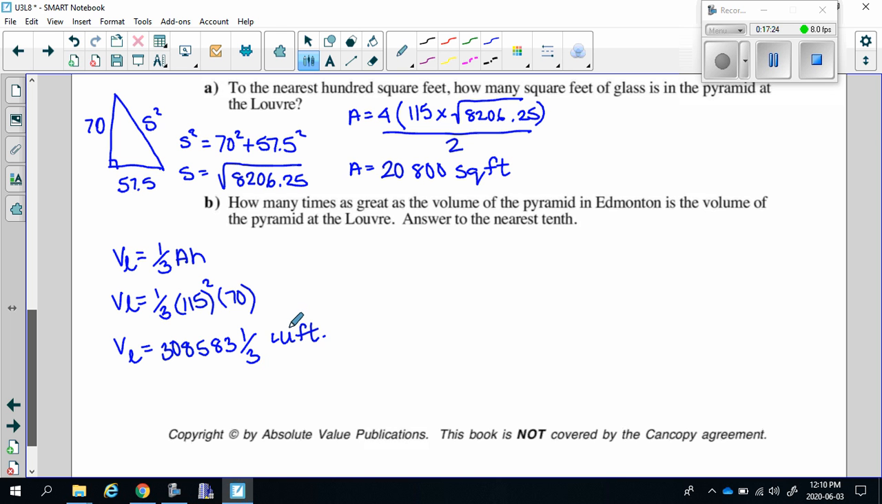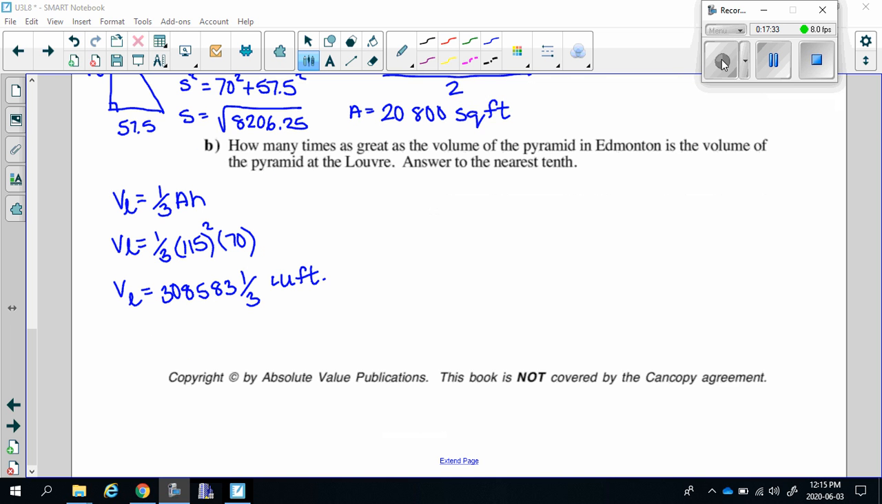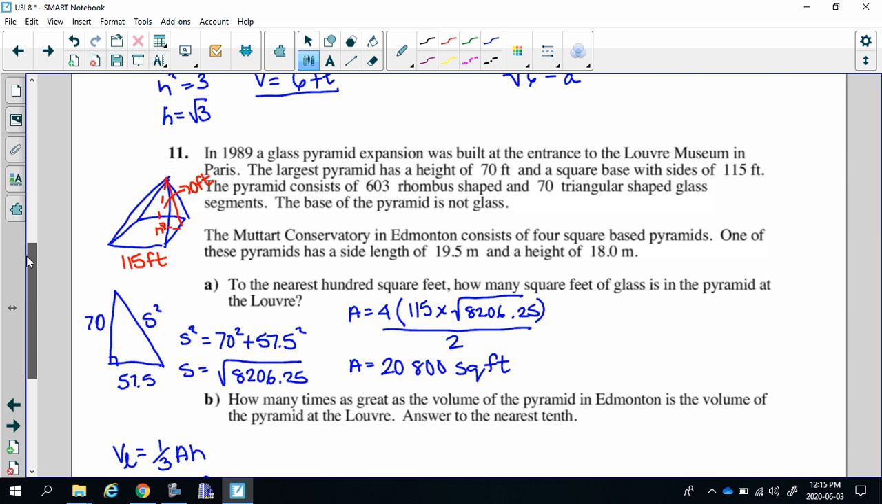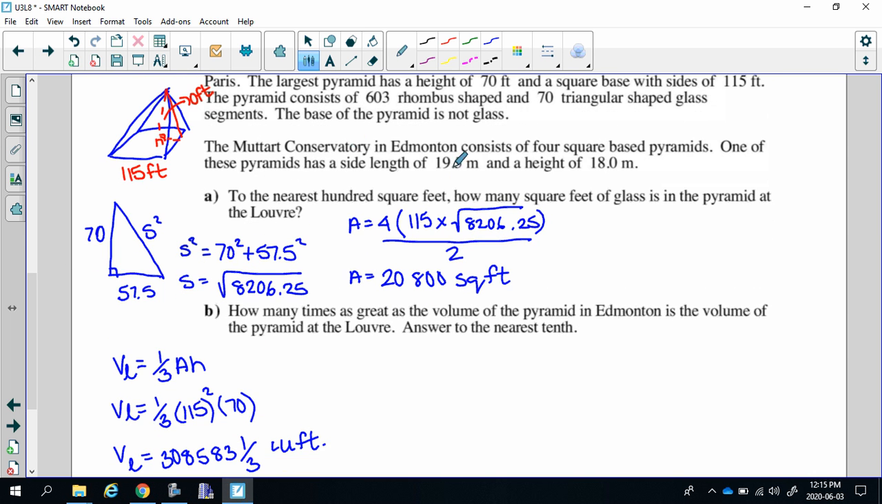All right, now we need to figure out the Edmonton one. So give me just 1 sec. I got to do a little bit of converting here, and I'll show you what I'm doing in just a sec. Okay, so I converted the lengths of the sides of the pyramid in Edmonton. So I took 19.5 meters and I multiplied by 3.2808 because there's 3.2808 feet in 1 meter.